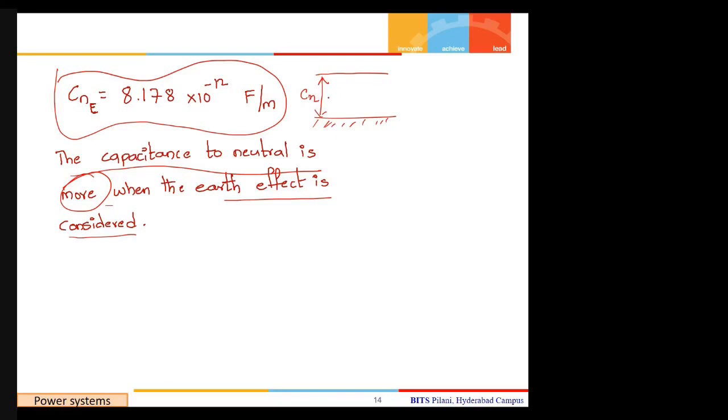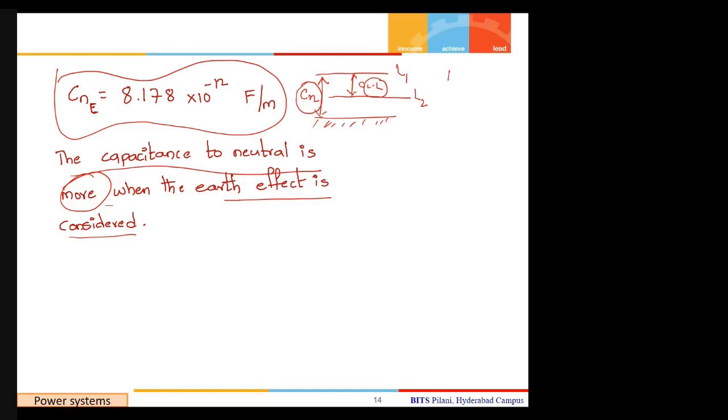Suppose you have one more conductor here. This is line number 1. This is line number 2. Then this capacitance is known as the line to line capacitance. So there is a difference between neutral capacitance, that is line to neutral, or the ground, and line to line.